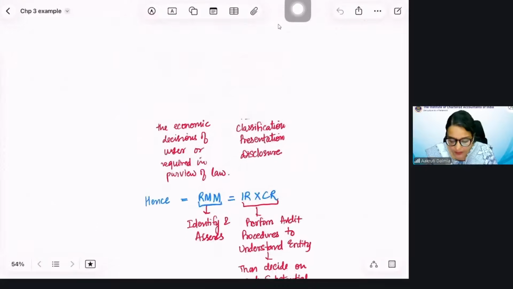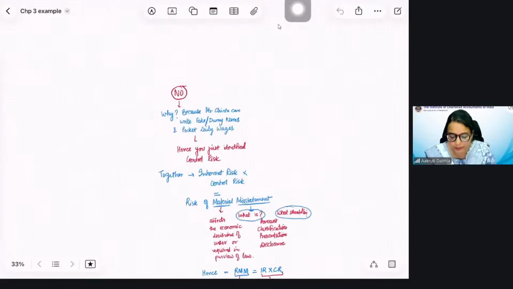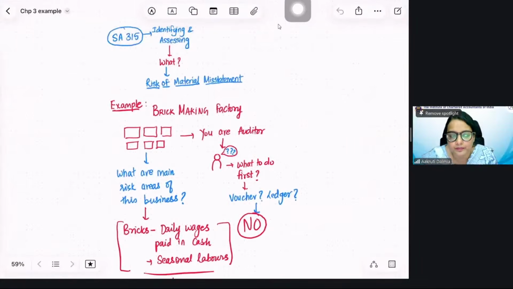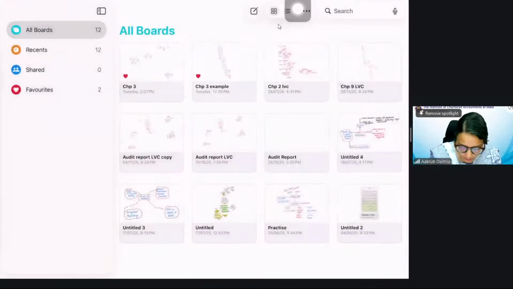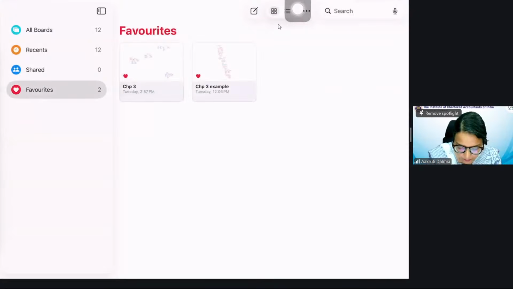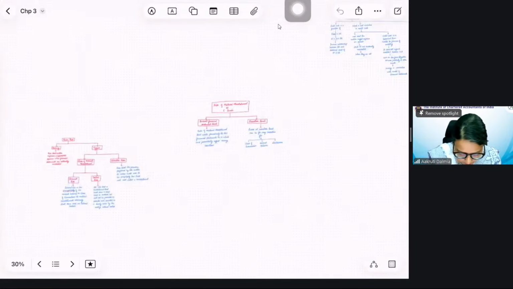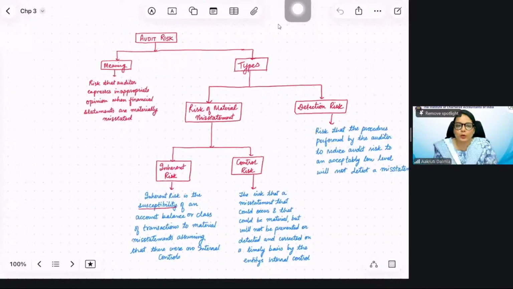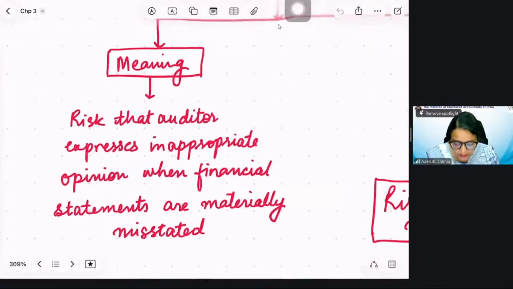Did everyone understand this example properly? Good, very good. Okay, now pay attention here. In the chapter, the first part we are going to study is about audit risk. Do you remember I told you what audit risk is?